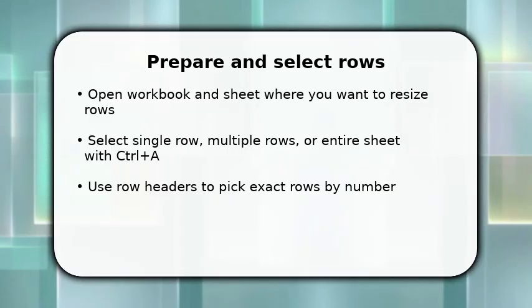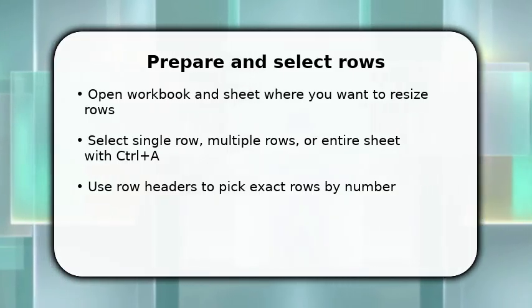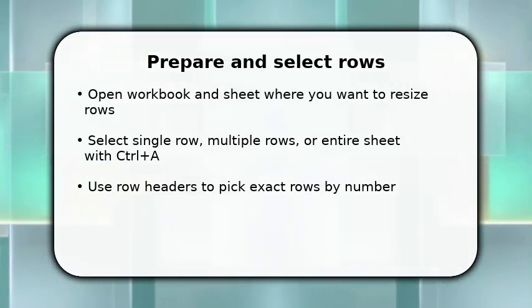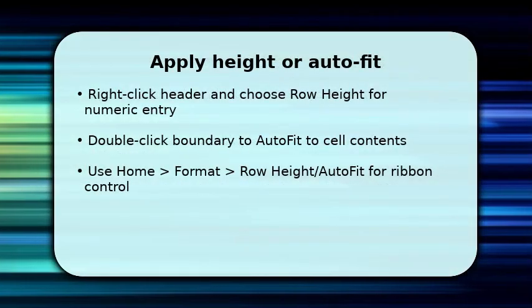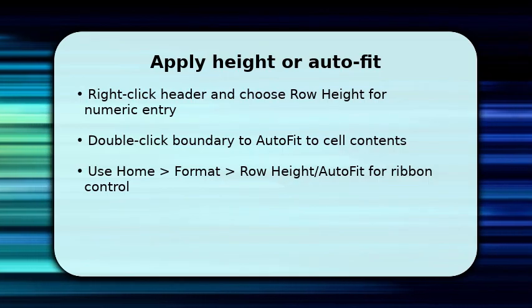Now that selection is set, you're ready to apply a specific height or auto-fit precisely. You will now change the row measurement. If you want exact control, choose row height and type a number. This sets points regardless of content. Conversely, double-click the row boundary to auto-fit so Excel expands to show wrapped text or images.